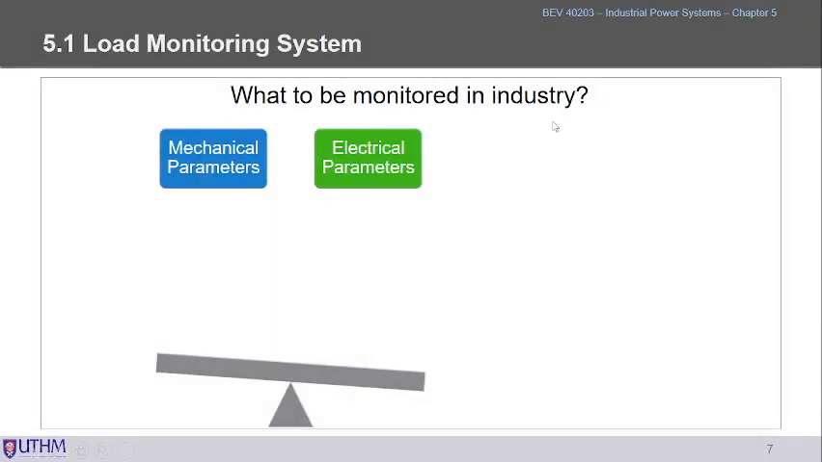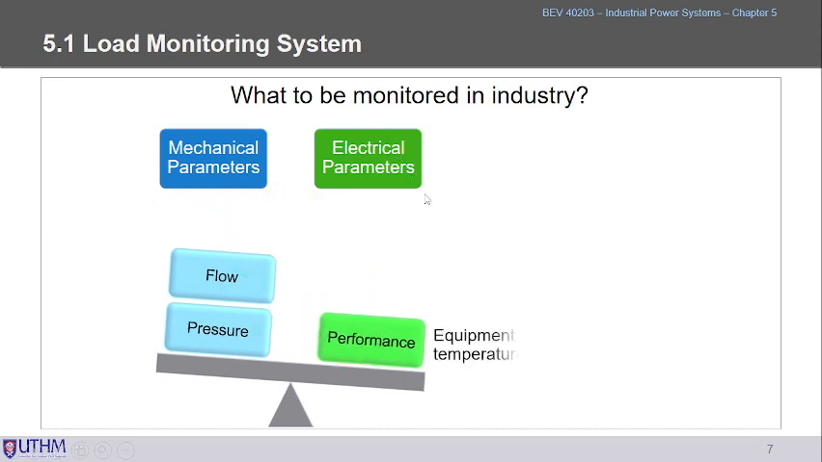And what is to be monitored in industrial power systems? As I mentioned just now, we have basically mechanical parameters and electrical parameters to be monitored. So for mechanical parameters, of course, we can monitor the pressure. For example, if you use gas related devices, then you need to always monitor the pressure. And of course the flow, if you have liquids or natural gas, for example, we need to always monitor the flow rates of these things in our industrial power system.